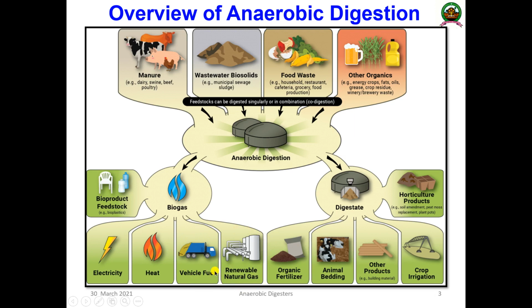Moreover, there is renewable natural gas. And the digestate can be used for horticulture products, soil amendment, peat moss replacement and plant pots, etc. The digestate can also be used as an organic fertilizer, animal bedding, and other products such as building material and crop irrigation.